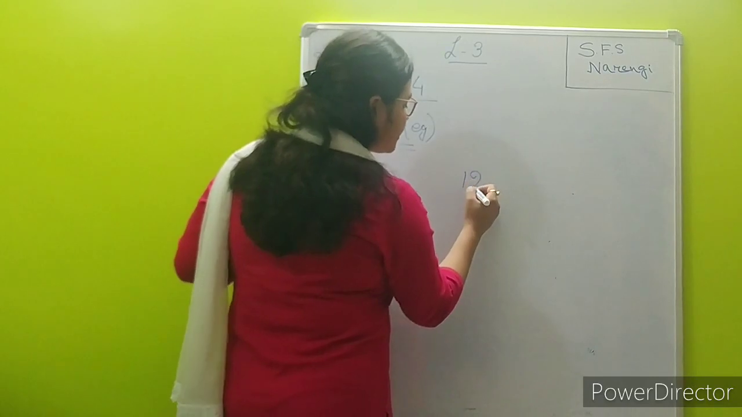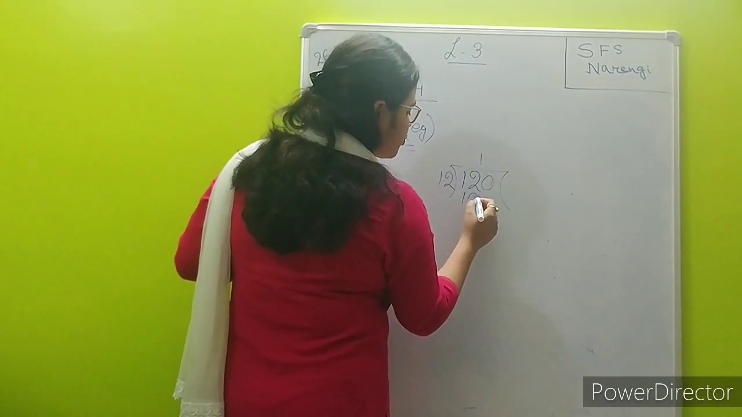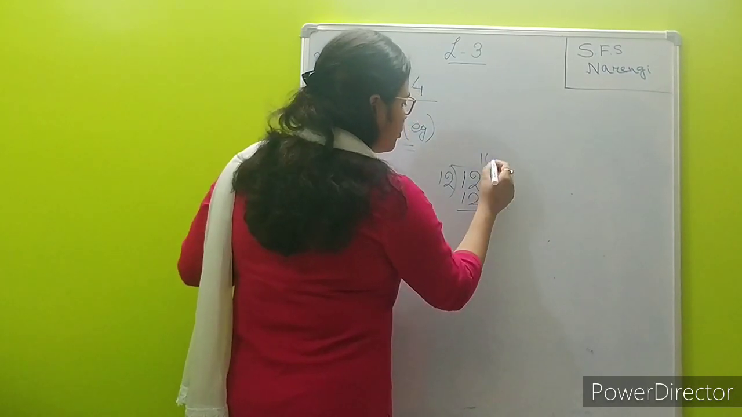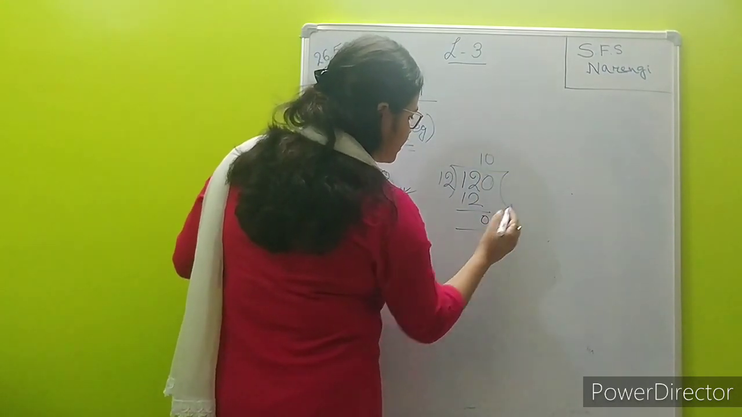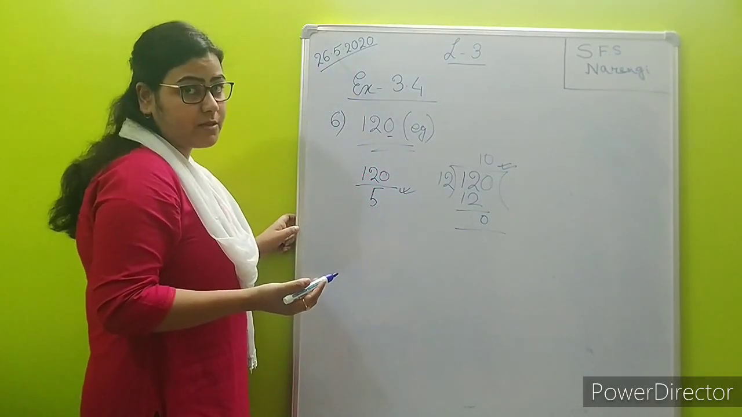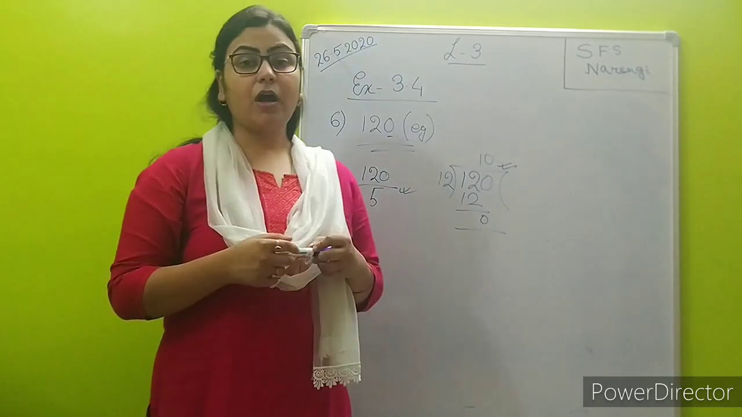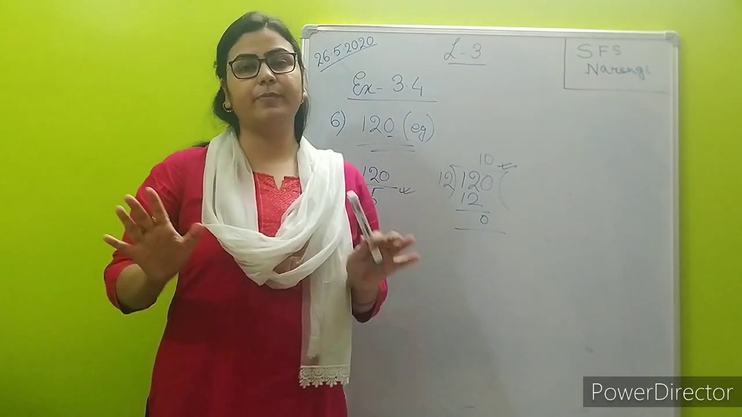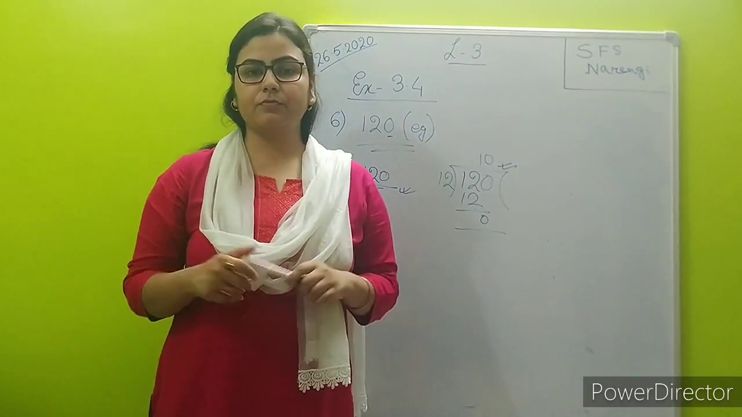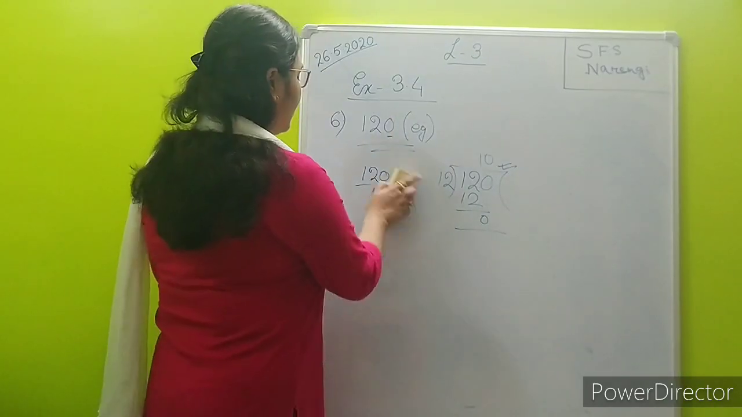Now, is 120 divisible by 12? 12 ones are 12, 0, 0. So, the answer is 10. So, yes, 120 is also divisible by 12. Now, by which number will this 120 always be divisible? Can you find out? Yes, we can easily find out. By how?